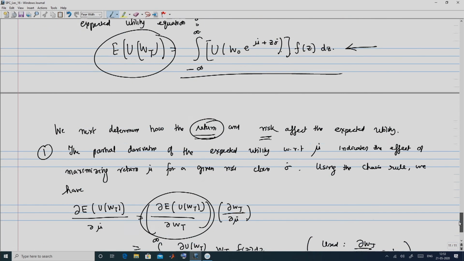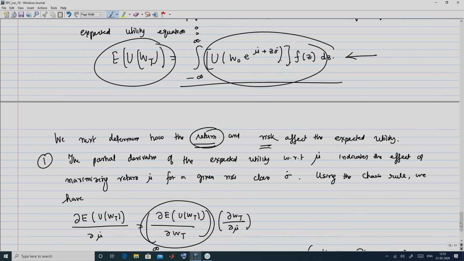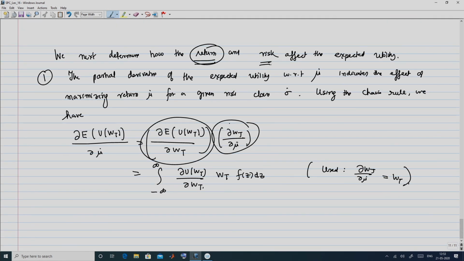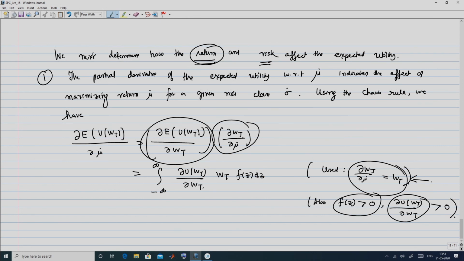All right. So, basically we have done the differentiation under the integration sign, which takes care of the partial derivative, and then f of z dz remains, and for the remaining term I have made use of this relation out here. Also we note that f of z, being a probability density function, is greater than 0, as well as del u over del w t, the partial derivative of u with respect to w t. Remember, the first derivative of the utility function is always going to be positive for a rational investor. So, this term is positive, this term obviously is positive, and f of z is always positive. Since all the terms are positive, this is always going to be greater than 0.